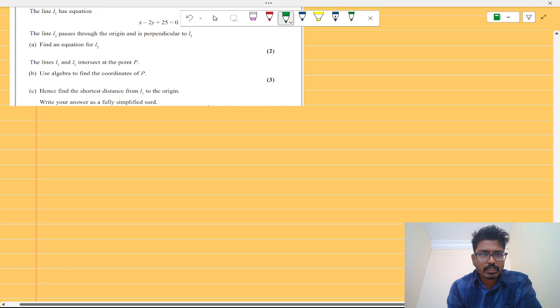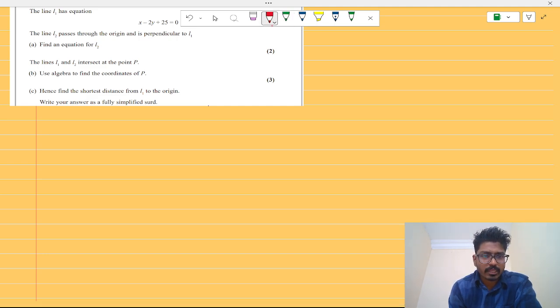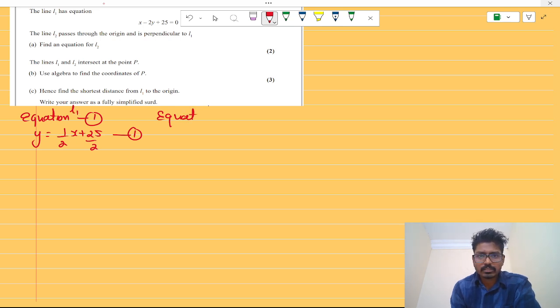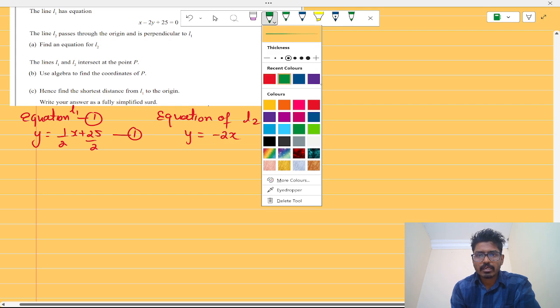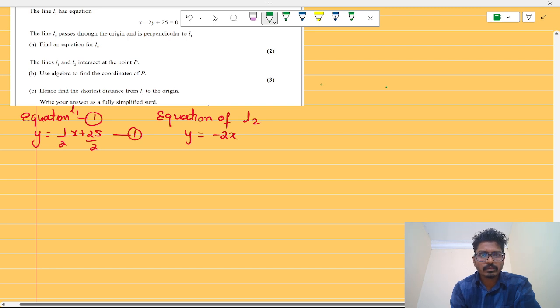So to find the coordinate of P, we have our equation 1 from above, which is half of x plus 25 over 2. This is the equation of line L1, and this will be the equation of line L2, which is y equal to negative 2x. From these two we can compare and we will get our x and y value, which will be the coordinate of P.